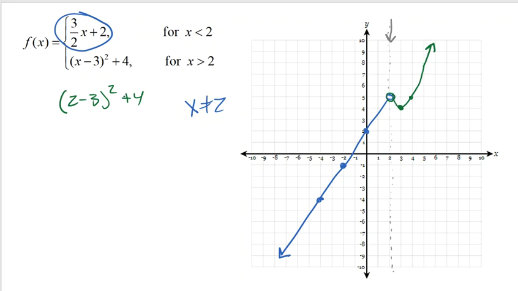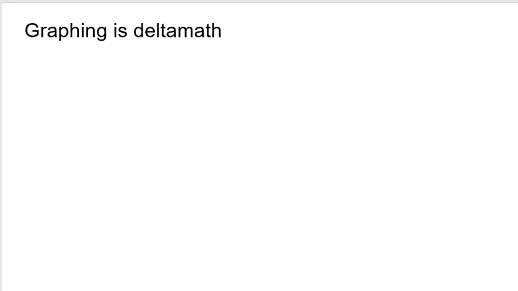The other thing you could do is remember our transformations. This is a parabola that went right 3, up 4. So if you think about the vertex, which is typically 0, 0, it went right 3, up 4. Hey, there's our vertex, and then you can make the parabola from there. But remember, the parabola does not continue past 2 because past 2, we switch and use this top piece. So there is a nice picture of that. All right, so the one issue, though, is graphing in Delta Math.